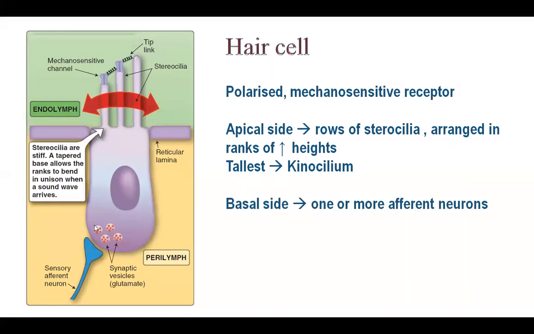On the basal side, you have one or more efferent neurons. At the base, you have synaptic vesicles which contain neurotransmitters. Usually glutamate is the neurotransmitter contained within these vesicles, and it is excitatory in nature.